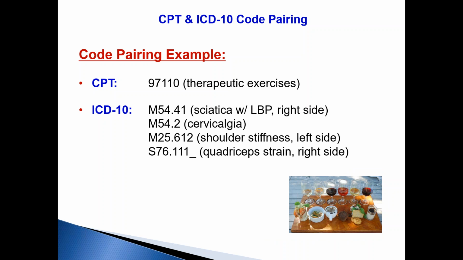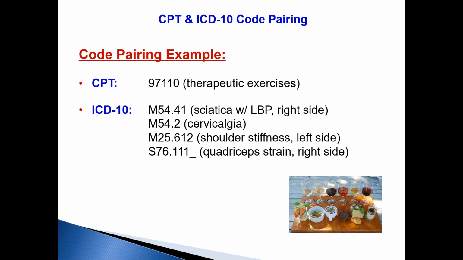Next, therapeutic exercises, 97110. That pairs beautifully with sciatica, with low back pain on the right side. That's M54.41. Neck pain, M54.2. How about shoulder stiffness, left side shoulder stiffness, M25.612. Patient says, hey, Dr. Kotler, I have shoulder stiffness and I have shoulder pain. Well, what's my goal? My goal is to improve range of motion, decrease stiffness, increase motion.